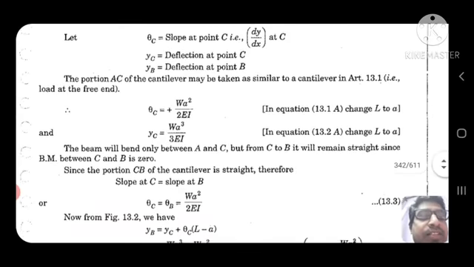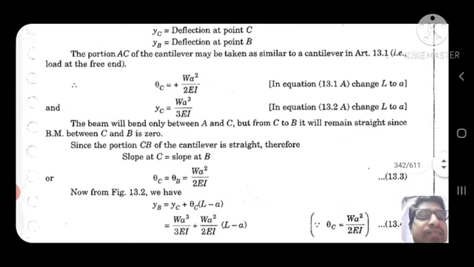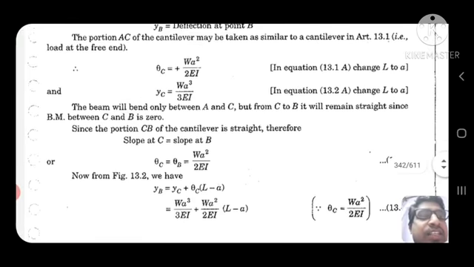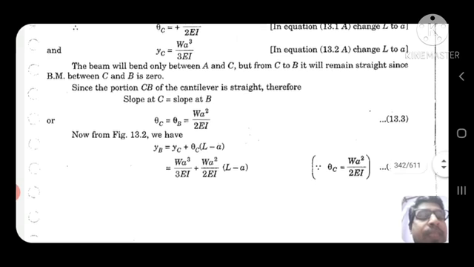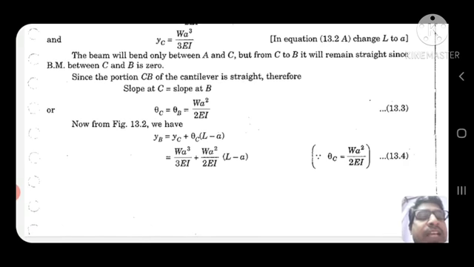So the beam will bend only between A and C, but from C to B it will remain straight, since the bending moment between C and B is 0. Since the portion CB of the cantilever is straight, the slope at C is equal to the slope at B. Theta C equals theta B, that is equal to W a square by 2 EI.